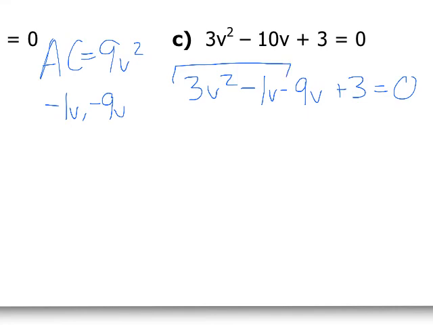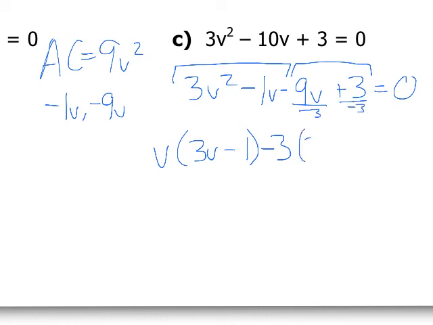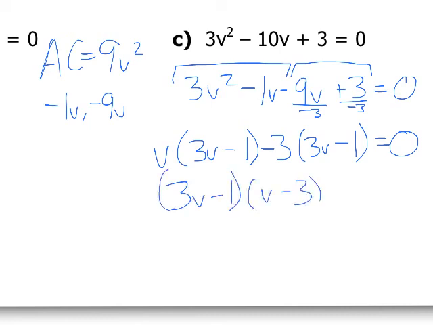Group the first two together, all I can bring out is a v, and I'm left with 3v minus 1. Out of the last two, I'm going to have to bring out a negative 3 for them to match. So negative 9 divided by negative 3 is positive 3v, and 3 divided by negative 3 is negative 1, or minus 1. So make sure your parentheses match. If they don't match, make sure you go back and fix your groupings. So 3v minus 1 comes out, and I'm left with v minus 3.